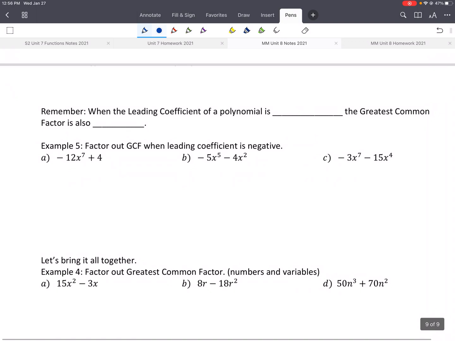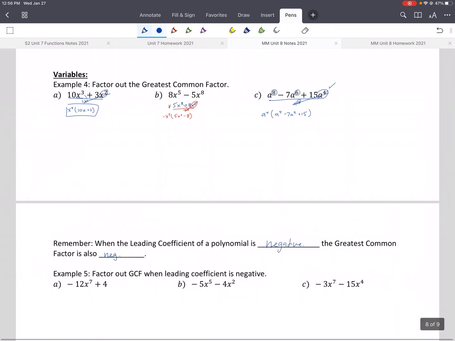Just remember when the leading coefficient of a polynomial is negative, the greatest common factor is also negative. So we kind of talked about that here for B.